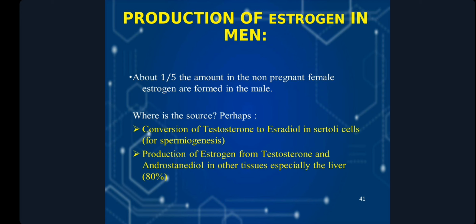About one-fifth of the amount of non-pregnant female estrogen is formed in the male. What is the role of estrogen in male? The conversion of testosterone to estradiol, and then estradiol goes back to the Leydig cells and increases testosterone production for spermatogenesis. Production of estrogen from testosterone can be seen in the liver. Mostly, 80% of male estrogen is produced in the liver.